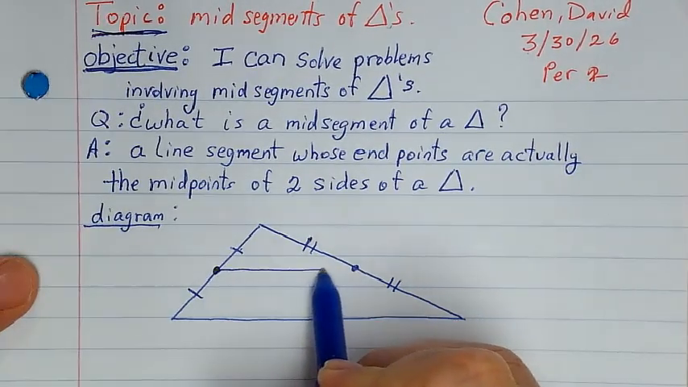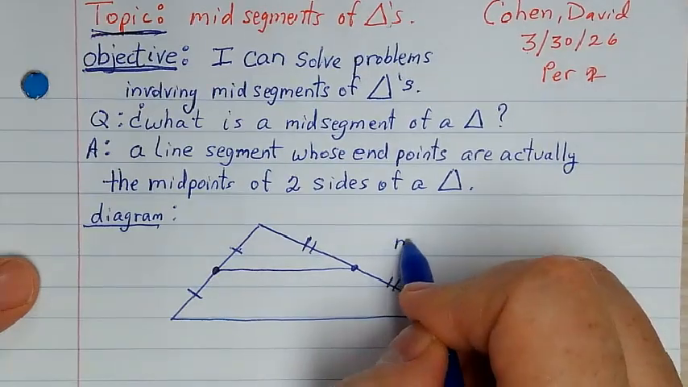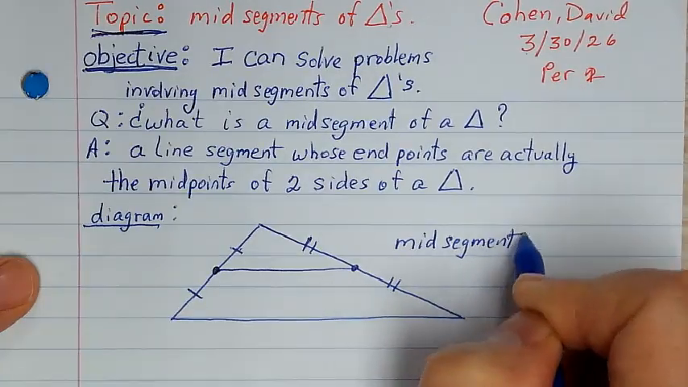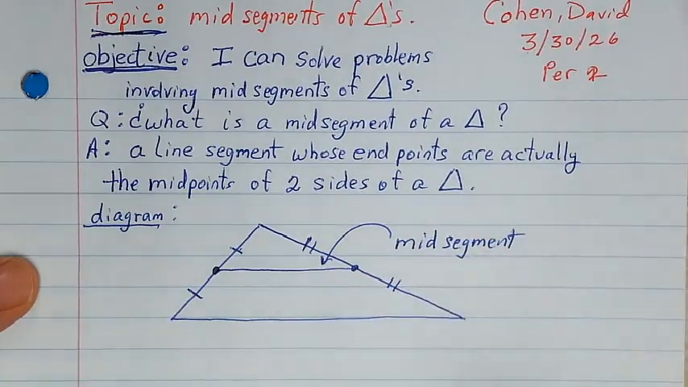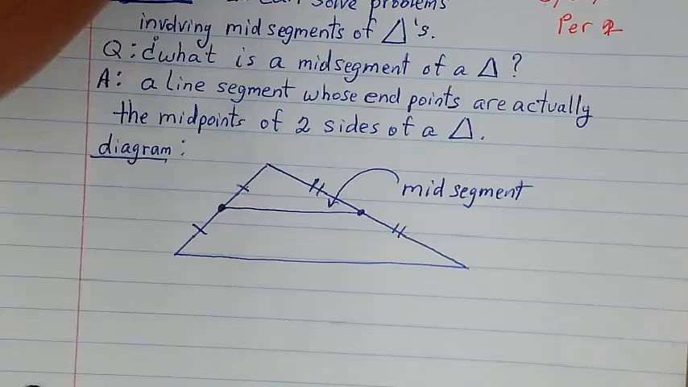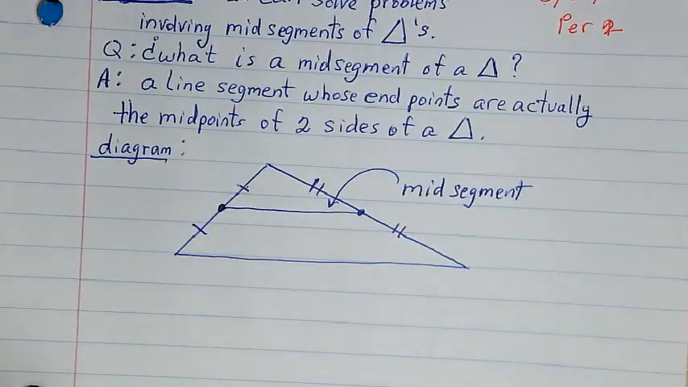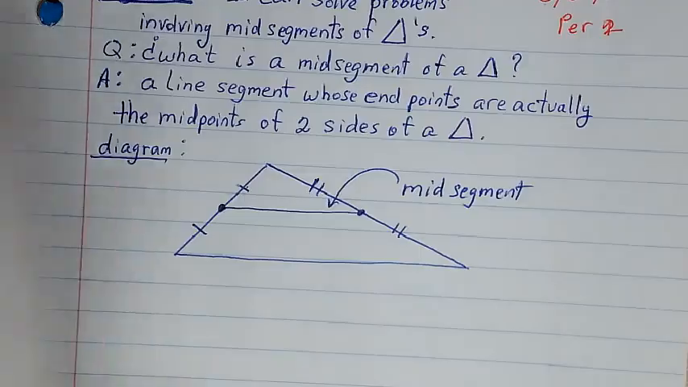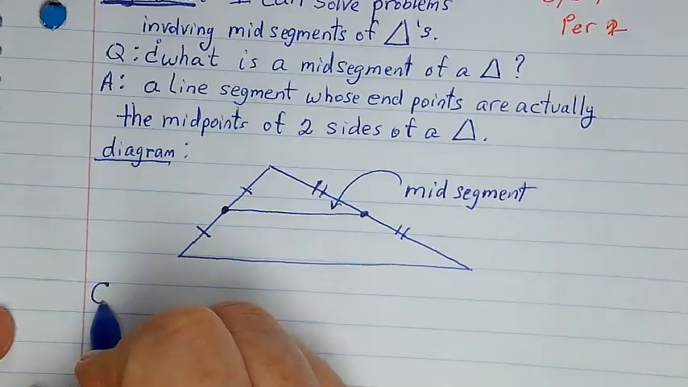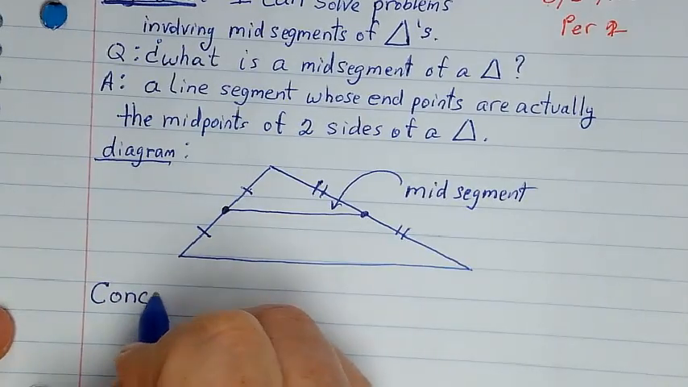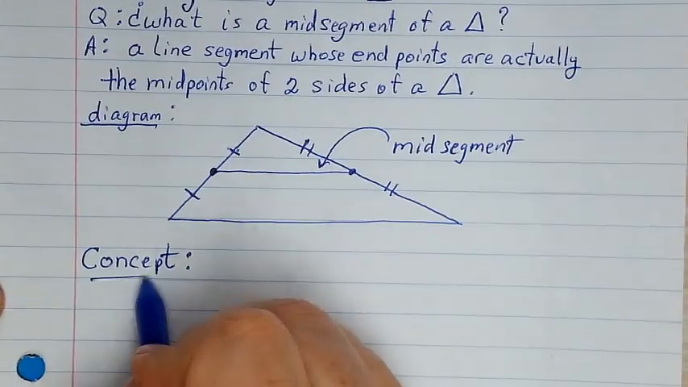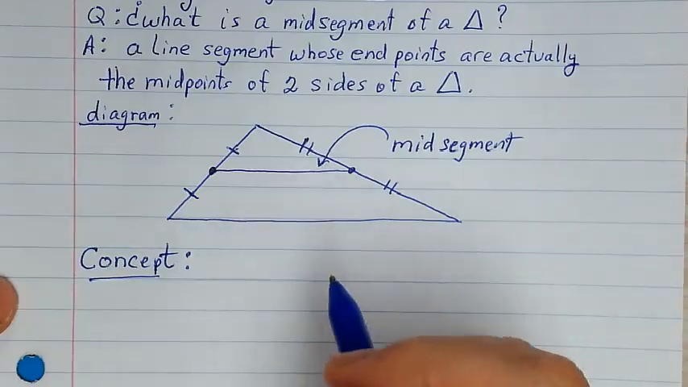If I connect the midpoints, that becomes a mid-segment. Now, two things happen when you have a mid-segment. And these two things are what drives the concept that you're going to need to know for this lesson. Okay, so I'm going to write concept. When I write the word concept, that just means you're going to need to know this in order to solve the problems you're going to face. One concept is this.